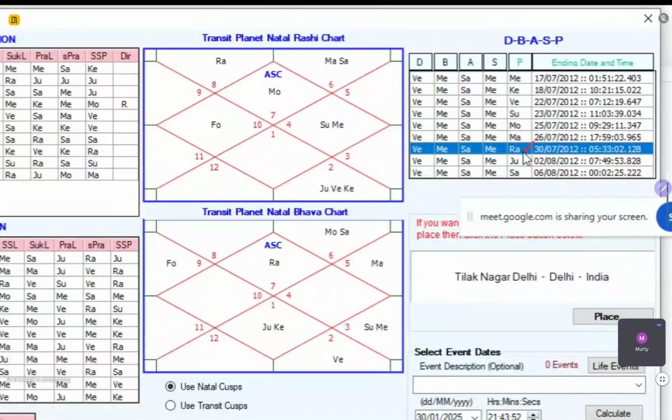Okay, sir. Is it clear? It means that the birth of this child cannot happen before 26th of July 2012, and timings are 18 hours. It cannot happen before this time. Is it clear up to this point? Yes, sir. So it is Rahu Prana.